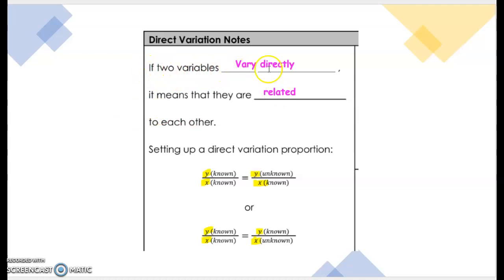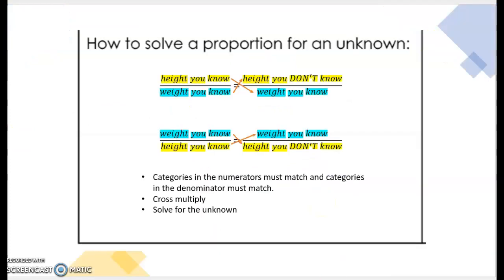If two variables vary directly, it means that they are related, it means there's a ratio to each other. Setting up a direct variation proportion, you have one category on top, one category on bottom, and it equals the same category on top and the same category on bottom. And it doesn't matter which category is on top or bottom as long as you're consistent. So make sure that you filled in your little blanks, and let's keep going.